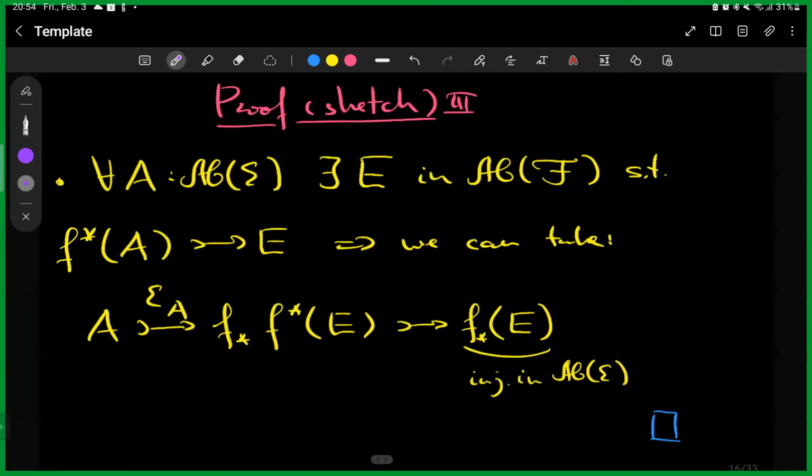Okay, so now let's consider this question about having sufficiently many injective objects in a category of abelian group objects. So assume that we have an abelian group object in E.